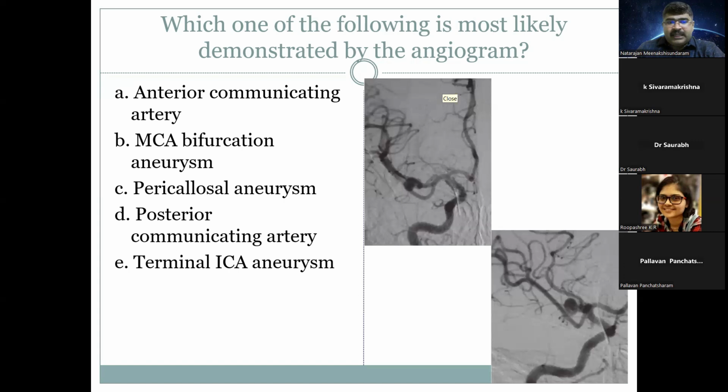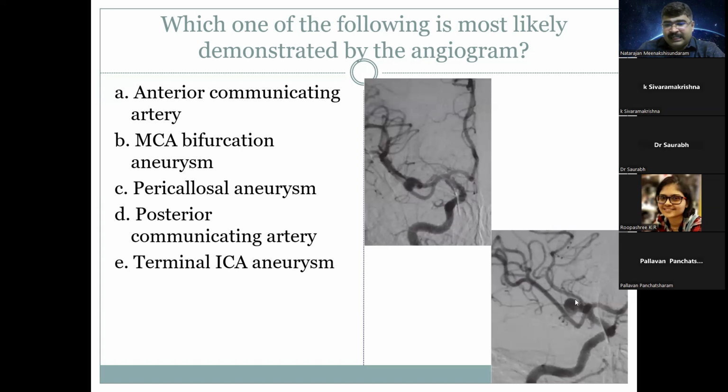Good. So it is an MCA bifurcation aneurysm. So this is the anteroposterior view. This is the lateral view. So you can clearly see here, this is the ICA, which is bifurcating into the lateral M1 MCA and the medial A1 ACA. So here the lateral M1 MCA is then bifurcating into the superior trunk and the inferior trunk. So it's a classical MCA bifurcation aneurysm.